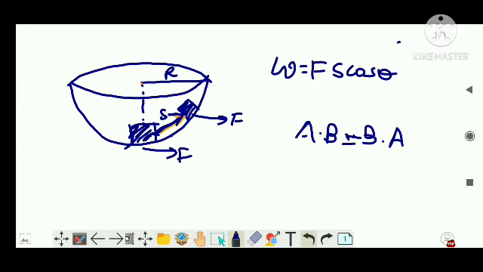Not in the case of cross product. Okay, A dot B is equal to B dot A. So if I write W is equal to F dot S, I can even write it as S dot F. No problem at all. Clear?